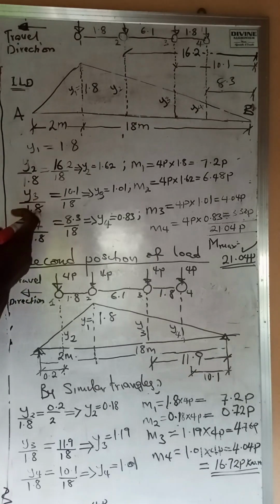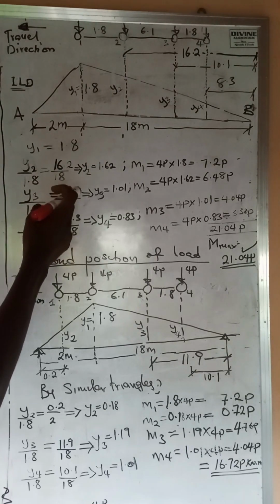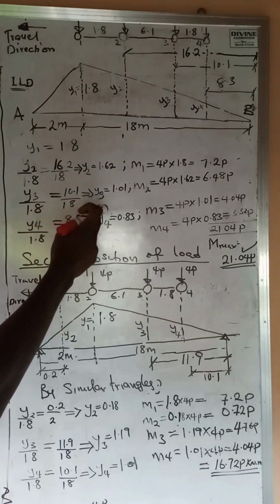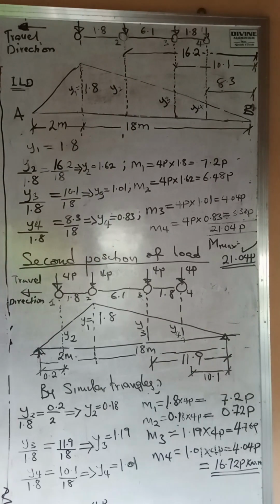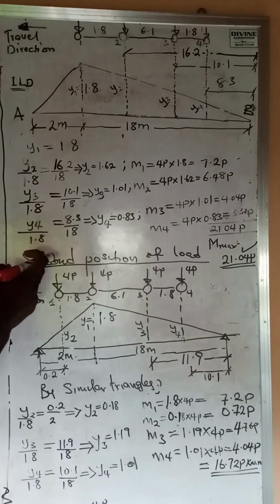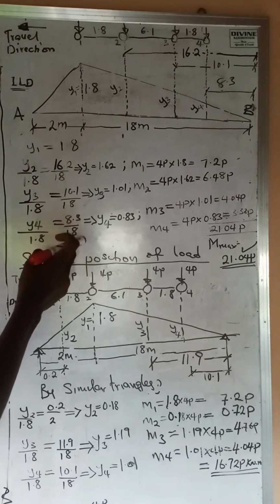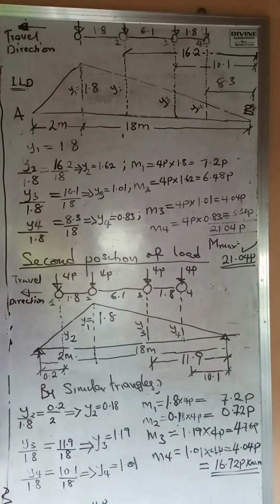Similarly, we do that, y3 over 1.8 becomes equal to 10.1 over 18. That gives us y3 to be 1.01. Then we go to y4. It becomes y4 over 1.8 equals 8.3 over 18. That will give us y4 to be 0.83. Now we've gotten all the ordinates of this particular load arrangement. Now let's go over to the moment.